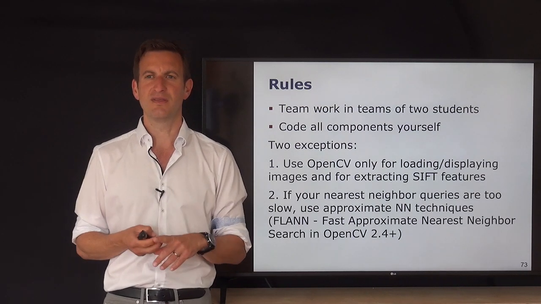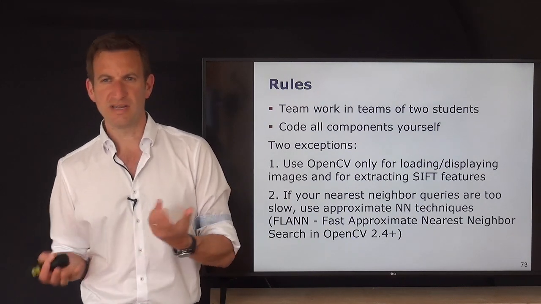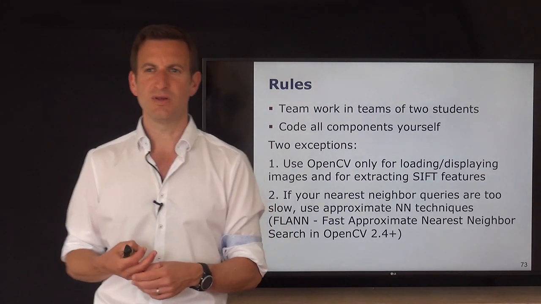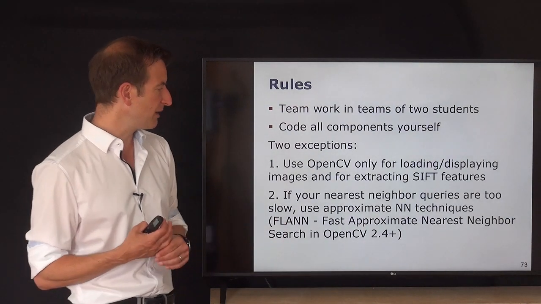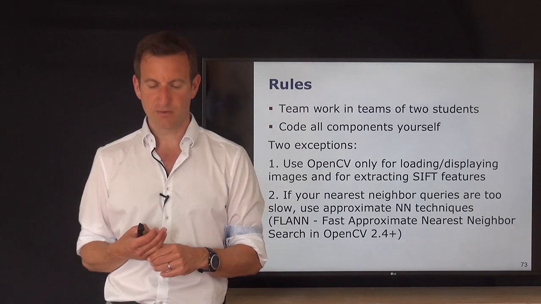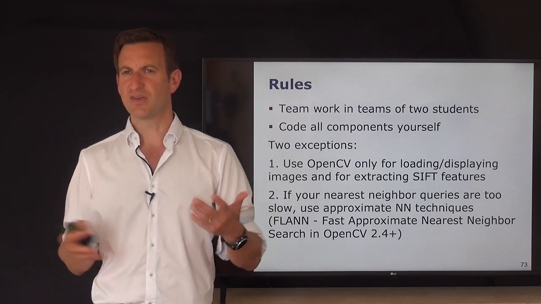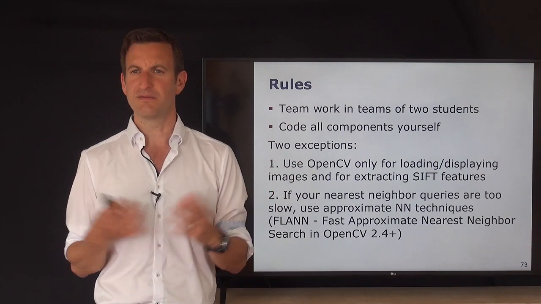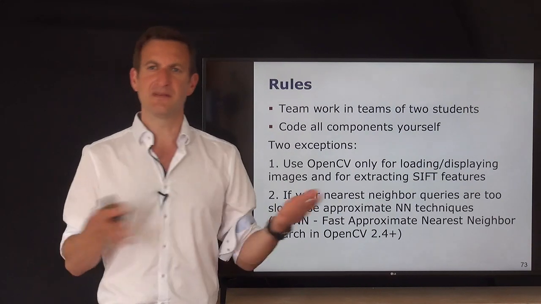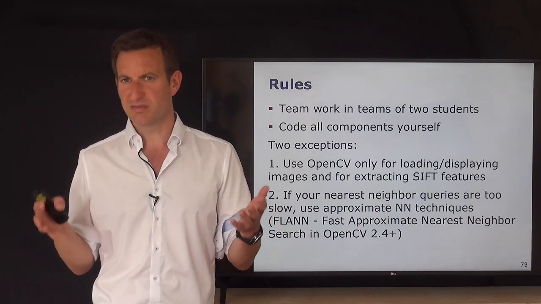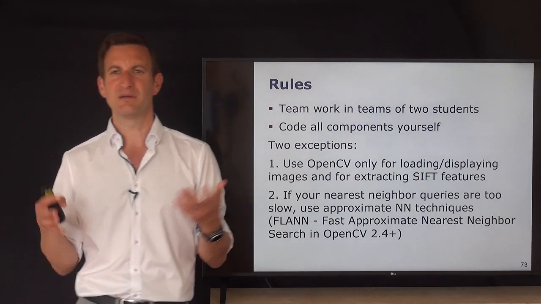2 exceptions for this code-everything-yourself rule: you're allowed to use OpenCV for reading and writing SIFT features, because we don't want you to implement the SIFT features here. And you are allowed to use the FLANN library for the approximate nearest neighbor search, which is part of OpenCV 2.4 and later. So it's just using OpenCV, you're off. You don't need to have any other libraries. I should say that the bag-of-words approach itself is implemented in OpenCV itself, so you can do it with 3 lines of code if you want to use all functions of OpenCV, but that was not the intention.